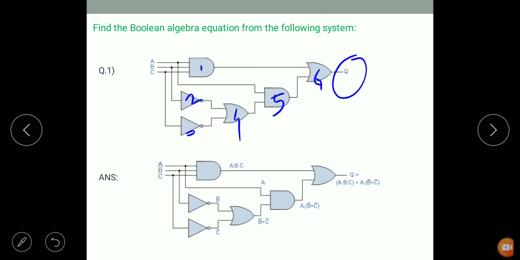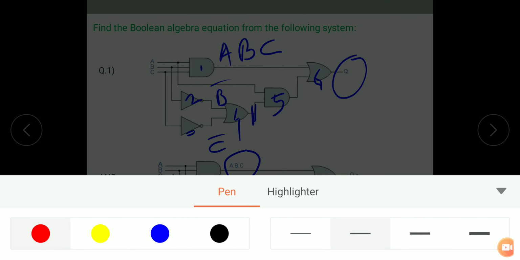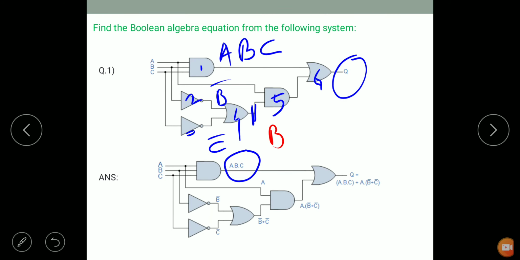Here 3 variables are used. So A dot B dot C, you see here. Okay, A dot B dot C. Then here A bar is used. Here NOT gate is used, which means B bar is an input for the fourth gate, and here NOT gate is used, which means C bar is an input for the fourth gate. Then what is the output at this point? Output is B bar plus C bar. See here. Okay, B bar plus C bar.